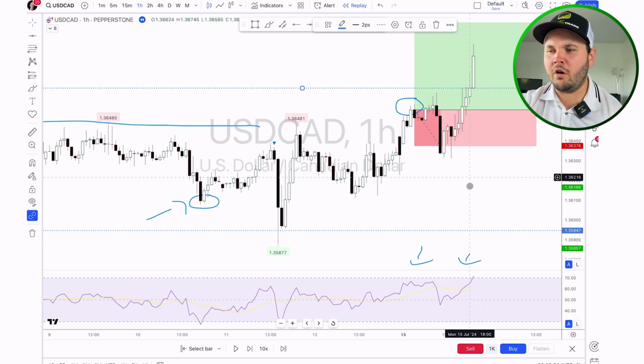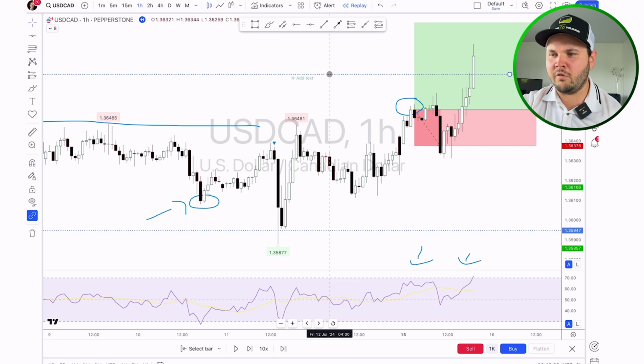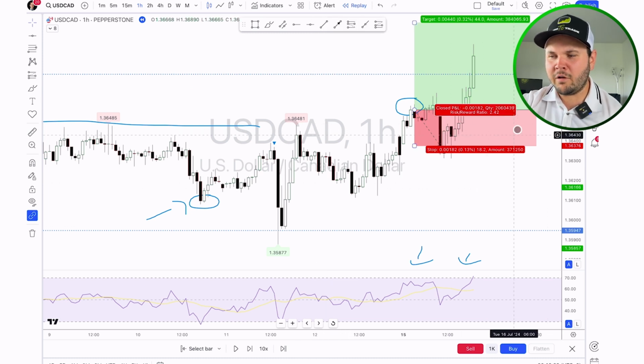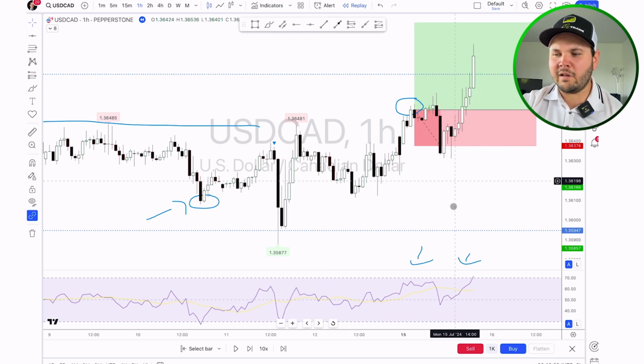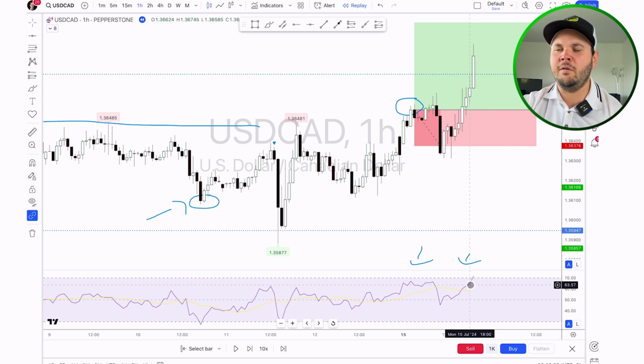Now notice how here we clearly broke the range, right? We broke all the wicks and closed above our range, which was previously over here. And we have a clear break of the range. Okay, that's good. But we also have the RSI here being overbought. It's above 70. I mean, barely above, but that's so good to me. That means we have good momentum in the market to go long.